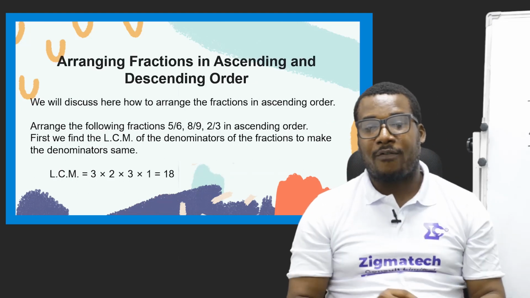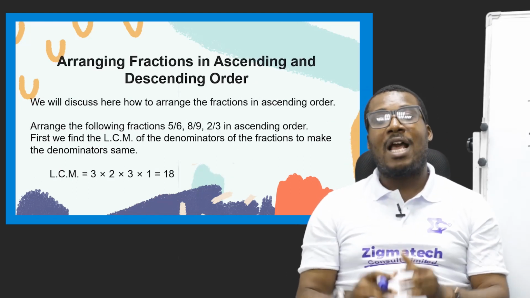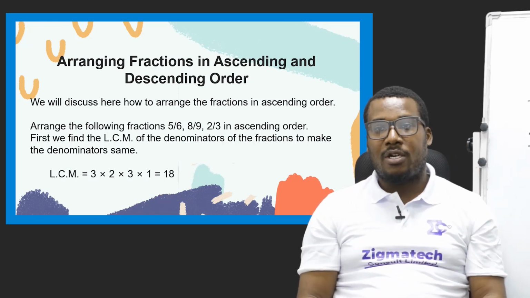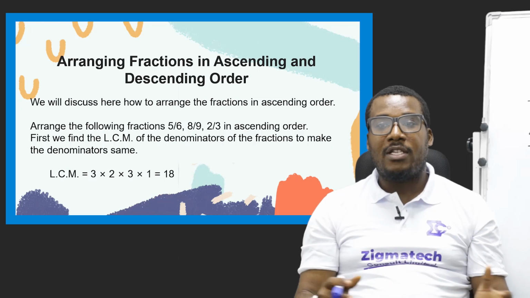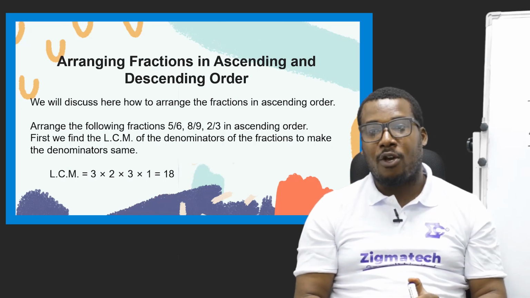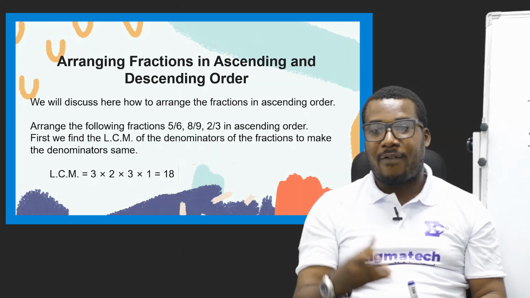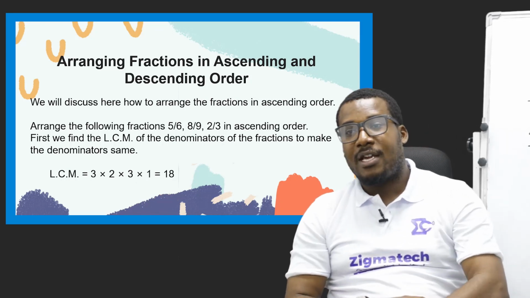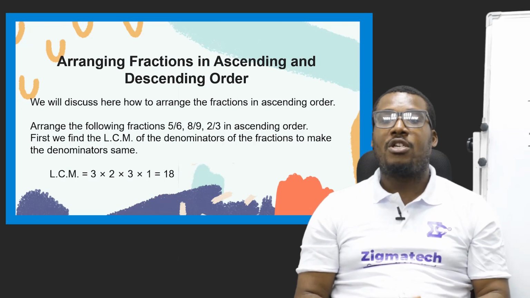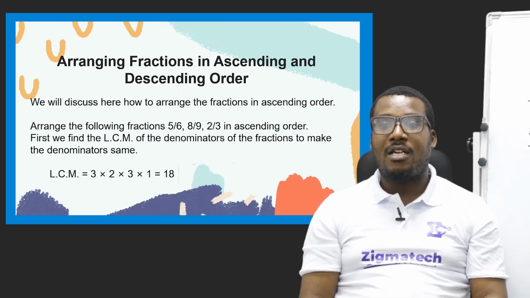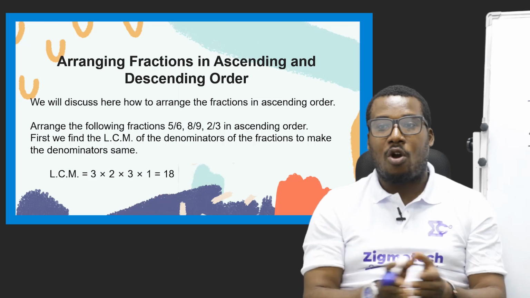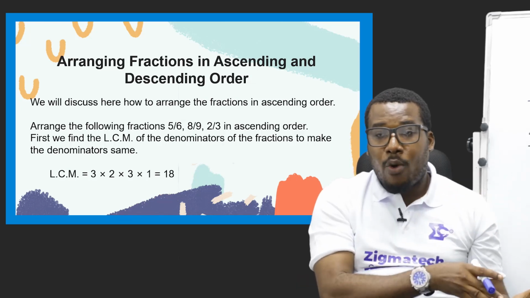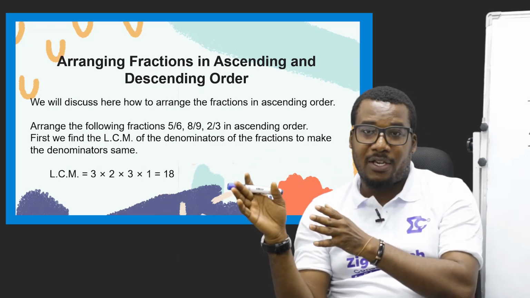Now let's see the next part of this whole talk. Now we are looking at arranging of fractions in ascending and descending order. You are given a series of fractionable sums. You're given 5 over 6 as you can see on your screen, 8 over 9, and also 2 over 3. And you're asked to arrange these fractions in ascending order, which means from the lowest to the highest.